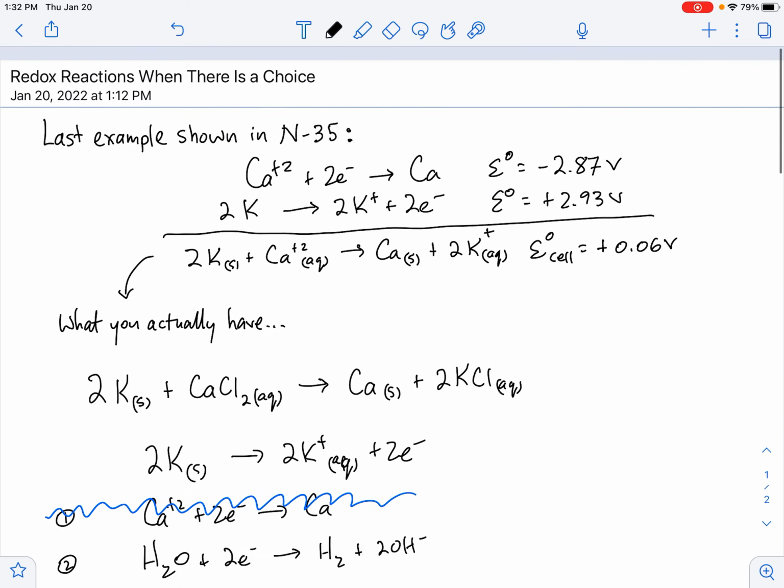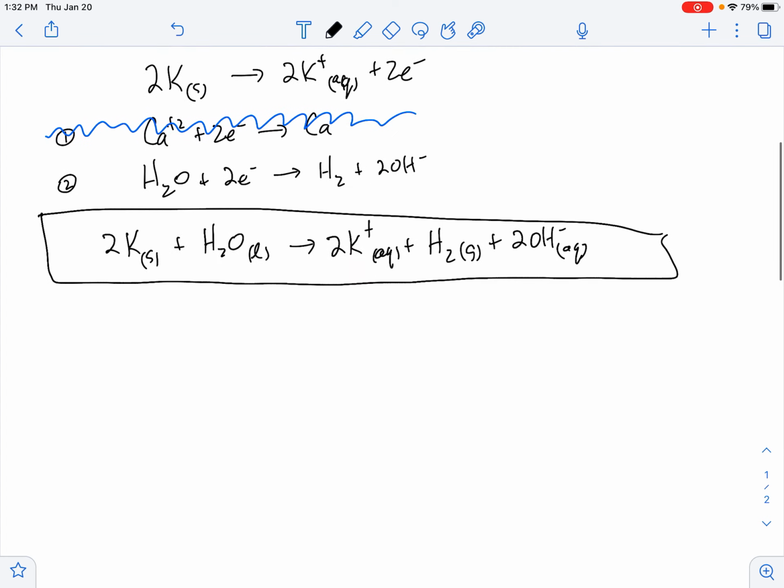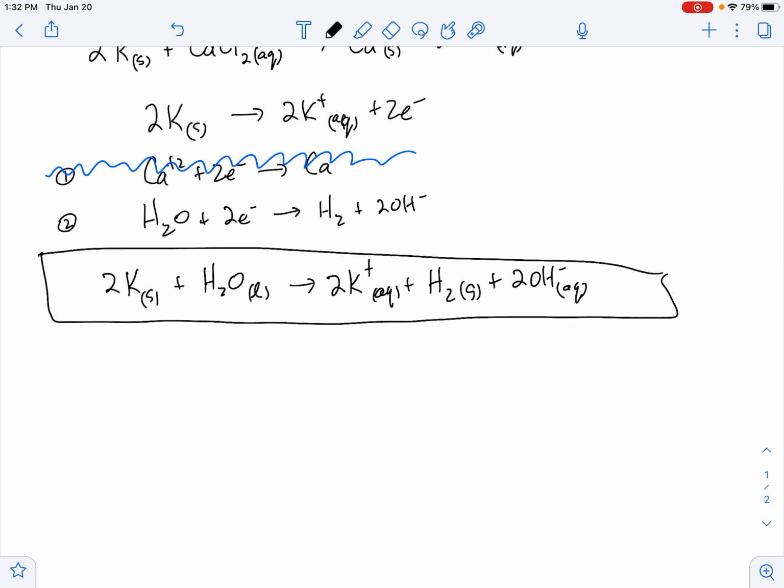I know I used this reaction up here to demonstrate a point. The reality of the situation would be, and of course, my goal for you guys is to understand chemistry from a practical point of view where you can actually apply it to a practical situation. If you take potassium and throw it into calcium chloride solution, it will react with water rather than the calcium chloride. Okay? So if there's choices, you have to go through the choices, and the most spontaneous reaction is going to be the one that actually occurs. Okay, there you go.